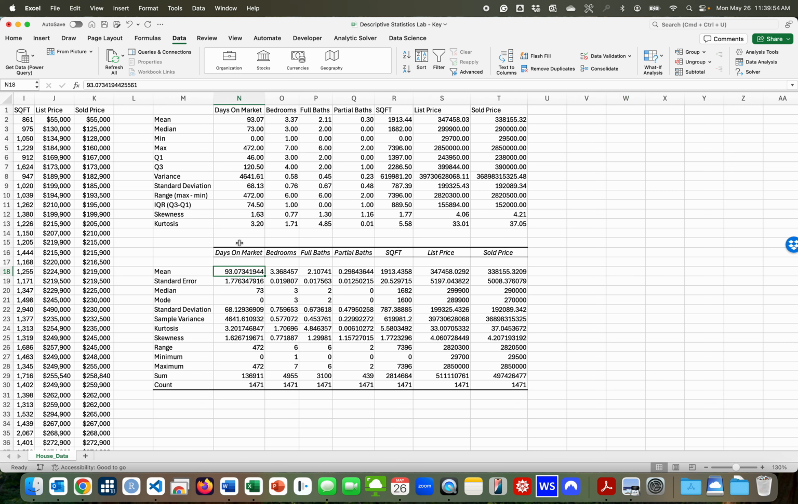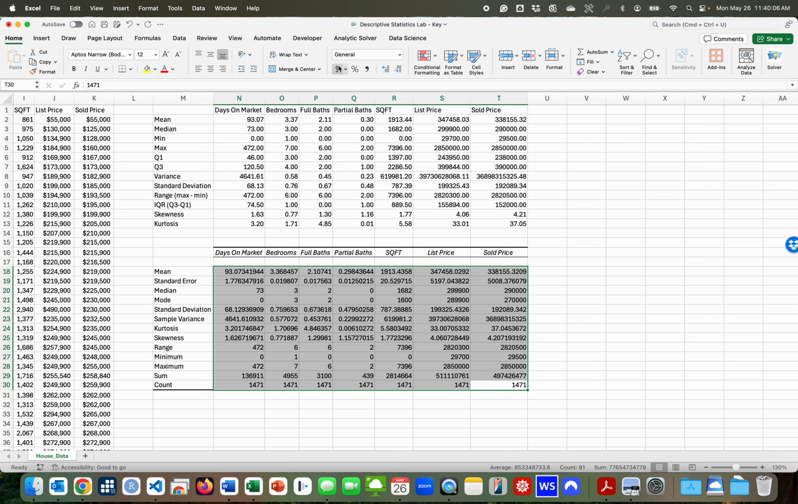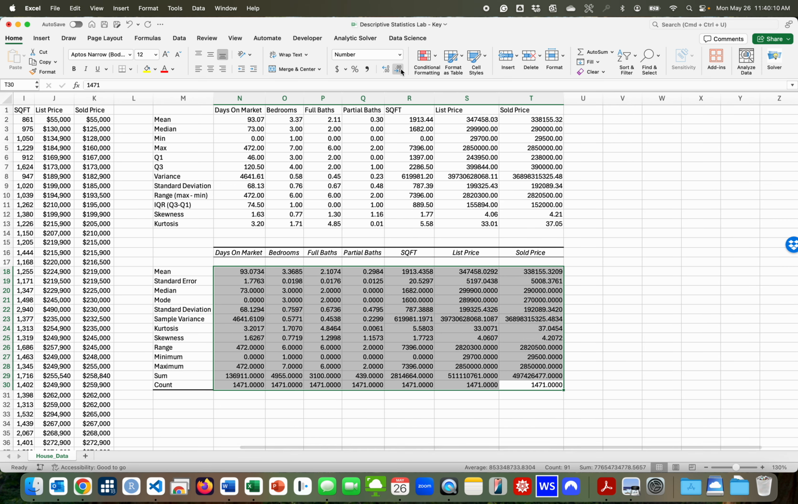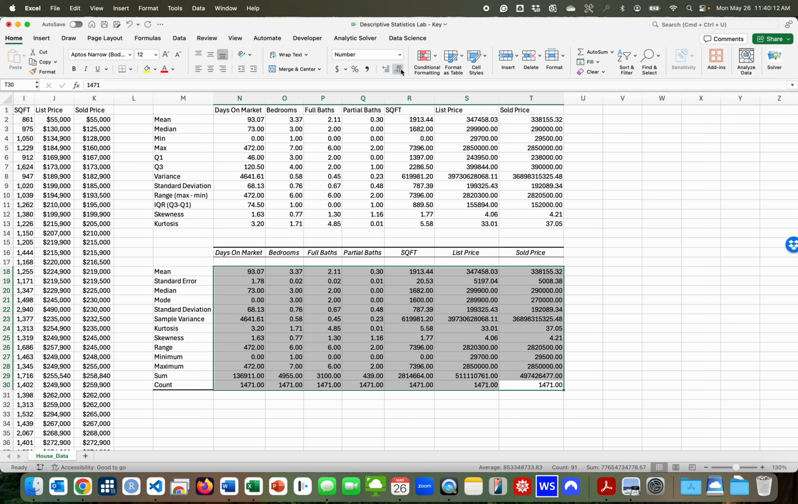So now I have the variables in the same order that I have up here. My statistics are in approximately the same order. I want to clean those up a little bit. So I'm going to highlight that range of data. I'm going to go back to Home, and I want to give myself 2 decimal places on everything, so it looks a little bit neater. And notice the numbers match exactly what we have up here.